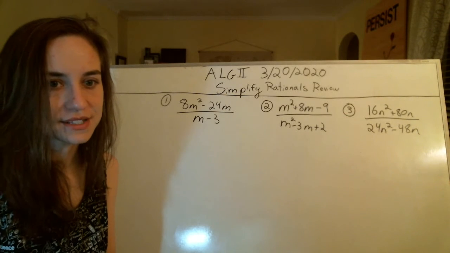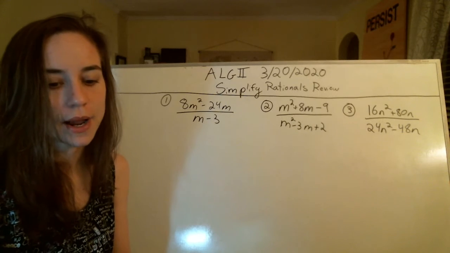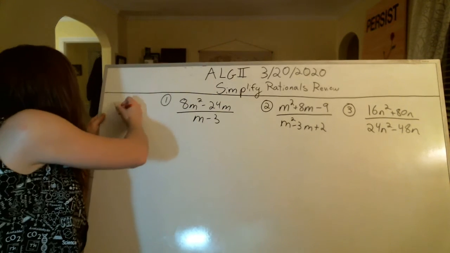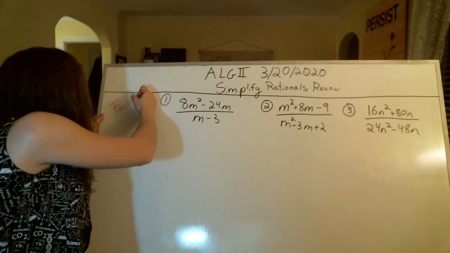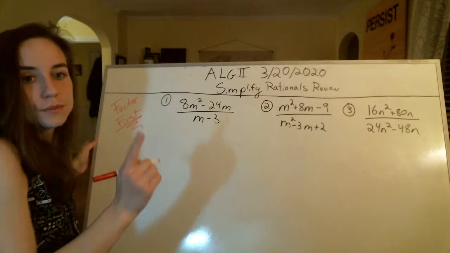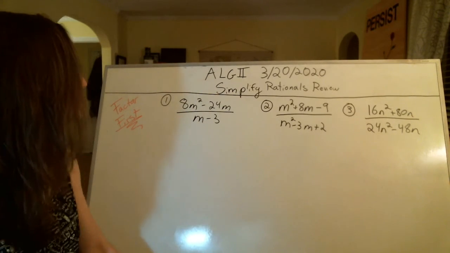Okay, Algebra 2 students, it's time for your review. So we're going to work on simplifying rationals review. Remember, our rule is factor first. And it's especially important that we look for GCFs as much as we can. Alright, so let's look at this first one.